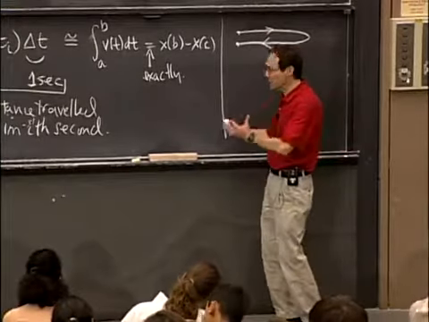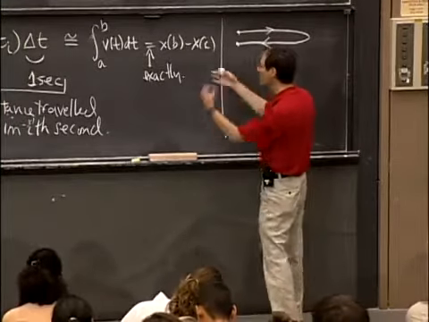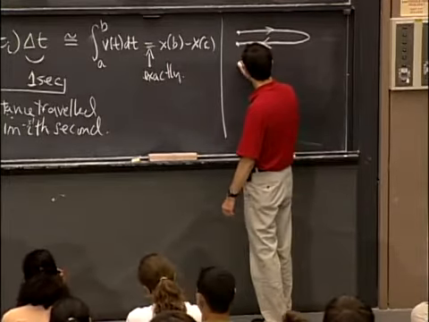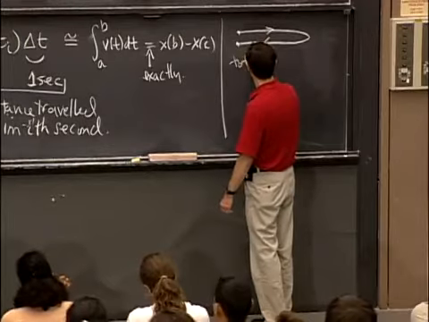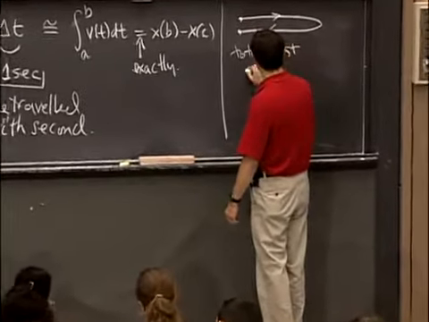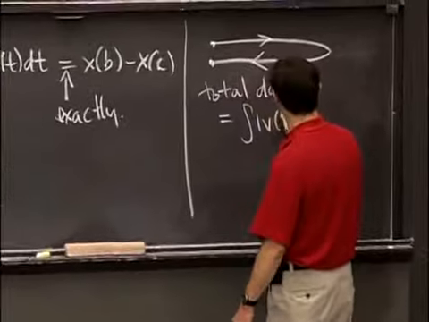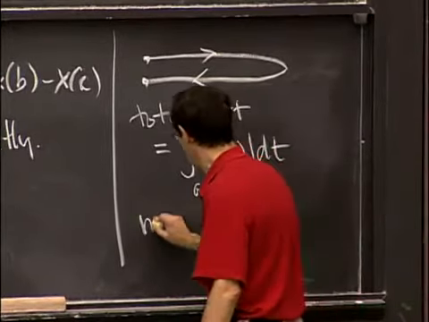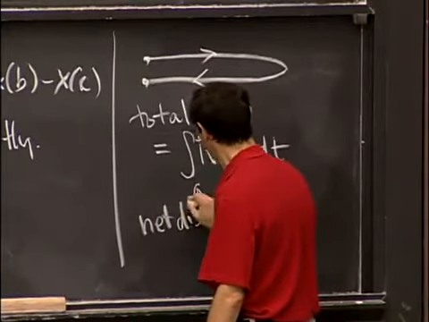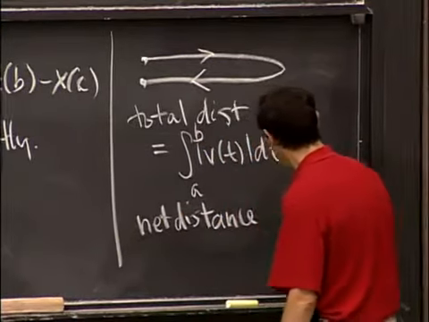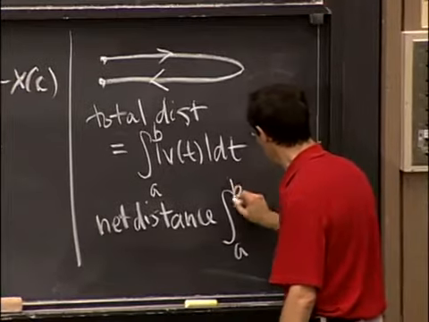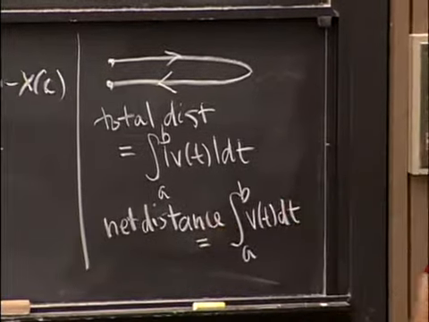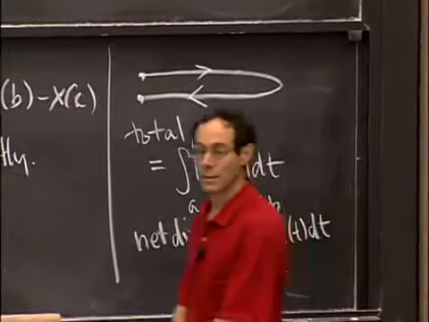So it's another thing. In other words, we now have the tools to do both. The total distance is equal to the integral of the absolute value of this from a to b, but the net distance is the one without the absolute value signs. All right? So that's correct. Other questions?